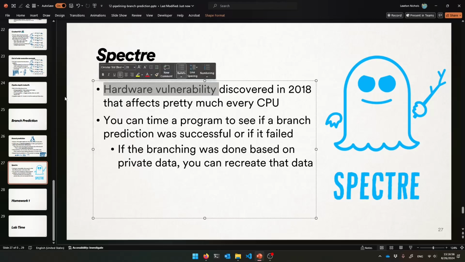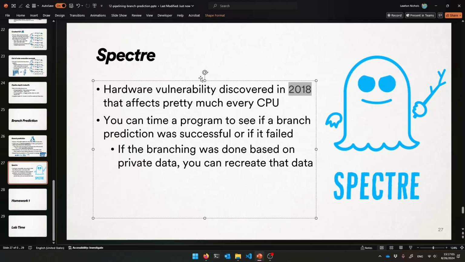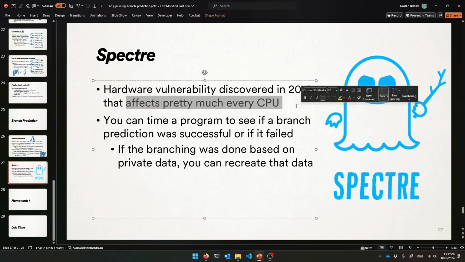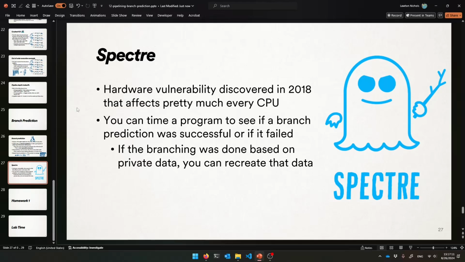A hardware bug, or hardware vulnerability, is a horrible thing to have because you can't really fix hardware. So this happened back in 2018. There was a hardware vulnerability called Spectre, that's what they named it, that affects pretty much every CPU under the sun, and nobody's going to fix it because, like, we love branch prediction. It makes our CPUs faster, right? So back in 2018, pretty much every CPU is affected. Oh no. What does it mean?